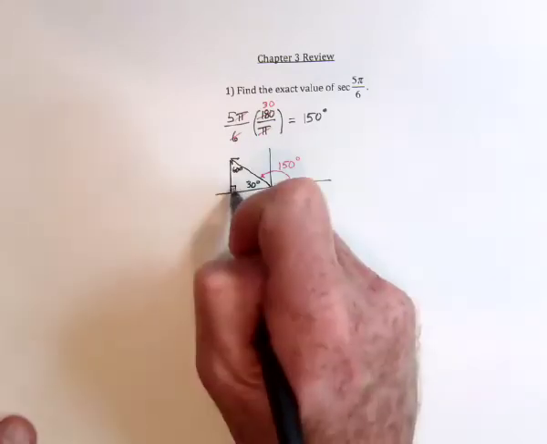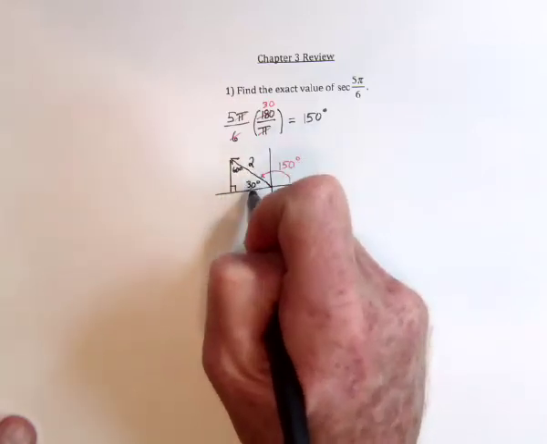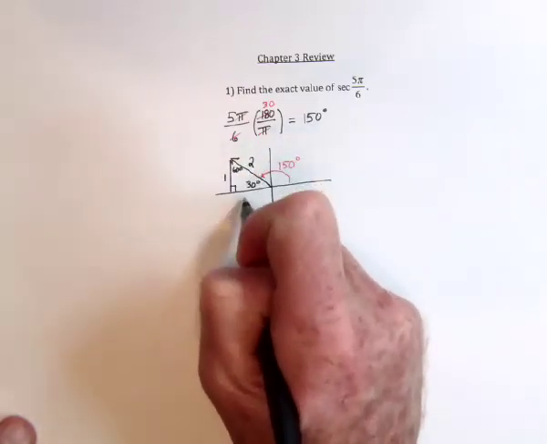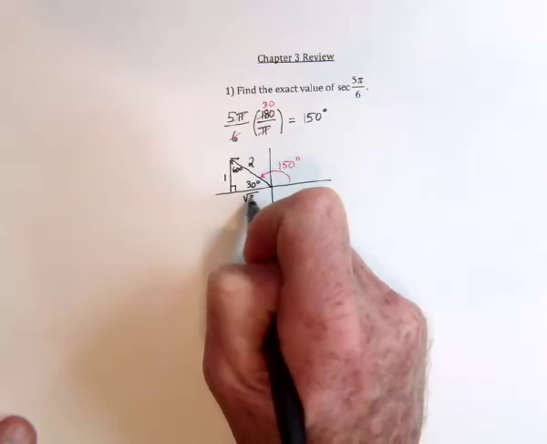So across from the hypotenuse is the largest side, 2, across from the 30 is the smallest side, 1, and this one across from 60 degrees is the square root of 3.